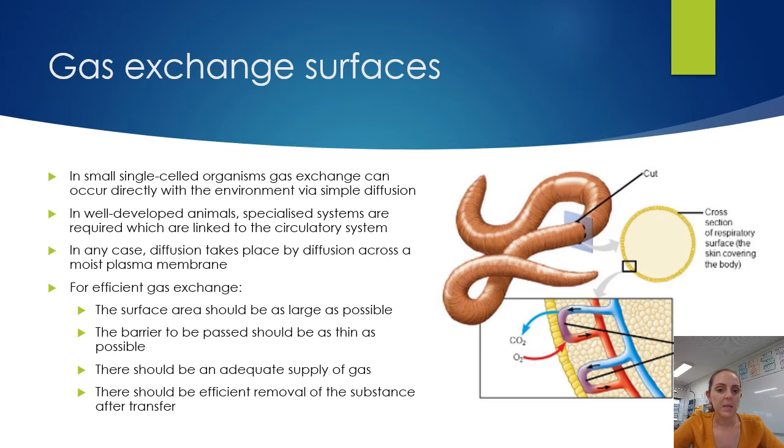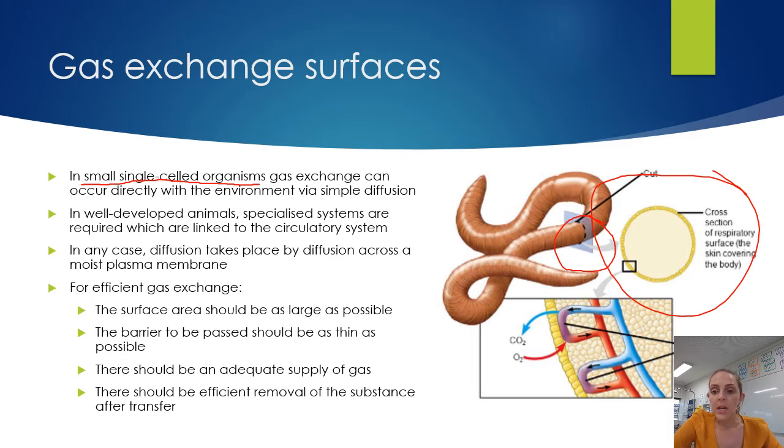So having a look at some of these different gas exchange surfaces, we talked about these small, simple organisms. Now, a worm isn't single-celled, but they are very simple, and gas exchange can occur directly from the environment into the animal. And that happens by simple diffusion. If we took a cut of this worm and had a look at the worm down its body like this, this is looking at a cross-section of the worm's body.